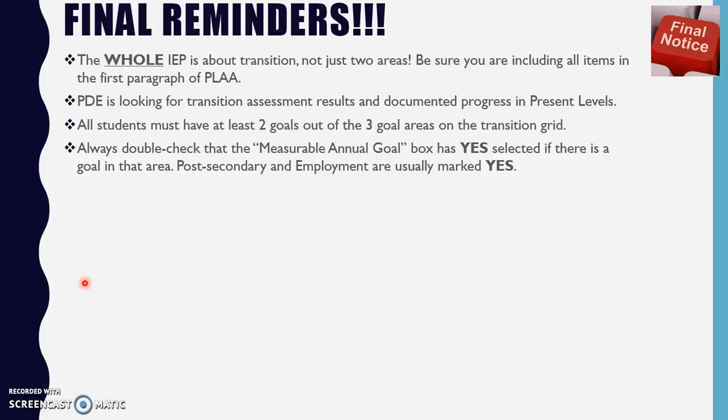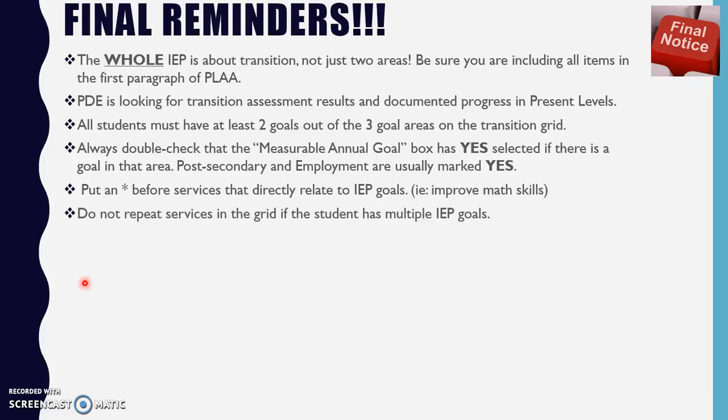Always double check that the measurable annual goal is checked yes if there is a goal in that area. For most students, post-secondary and employment will be marked yes. Put an asterisk before services that relate to IEP goals. So if it directly relates to a measurable annual IEP goal, it must have an asterisk before that service. Do not repeat services in the grid if the student has multiple goals. So if they have math goals and writing goals, you can put improve math skills under post-secondary and then put improve reading skills under the employment goal. Just don't repeat them if you don't have to.